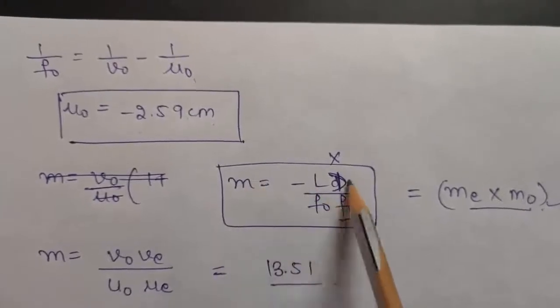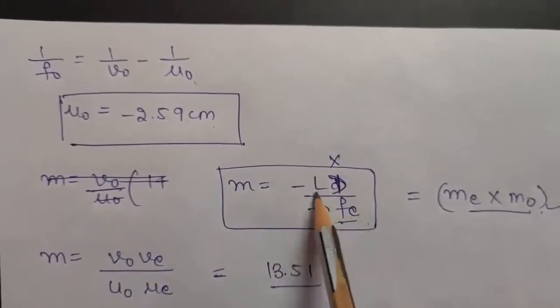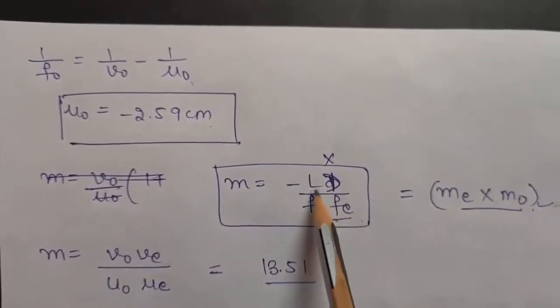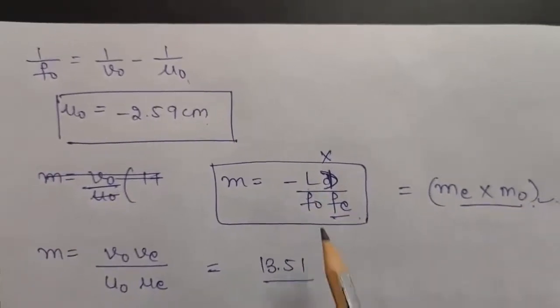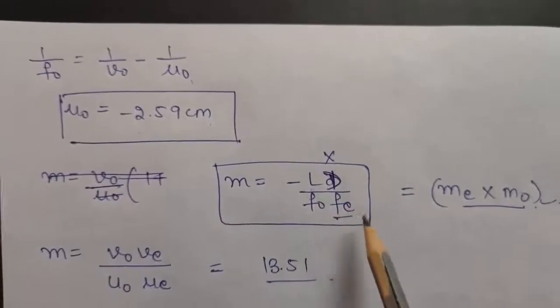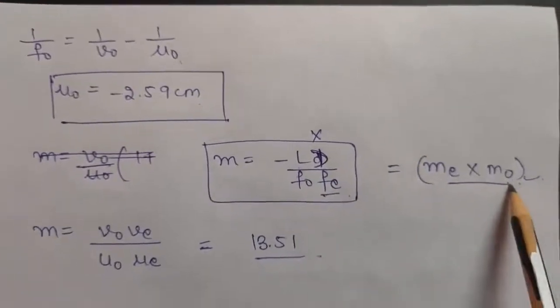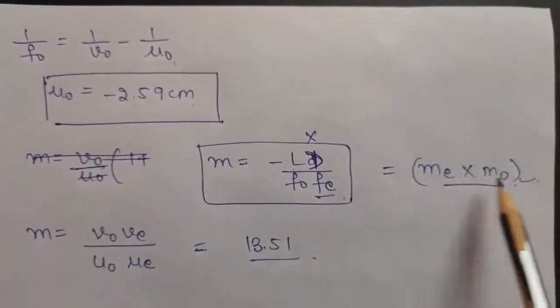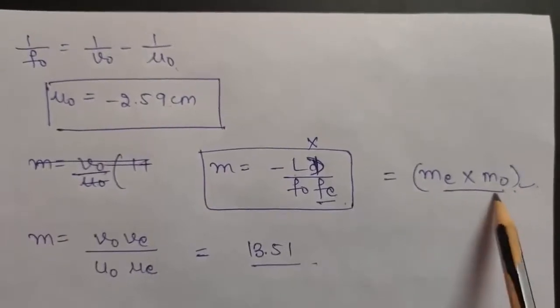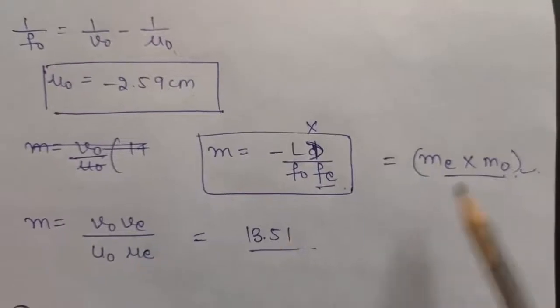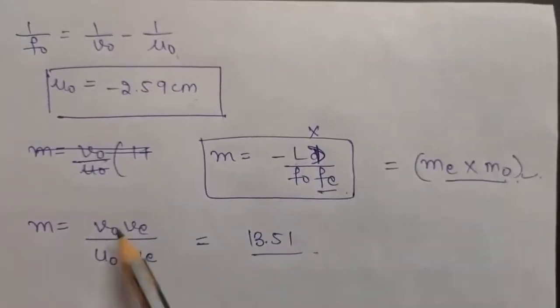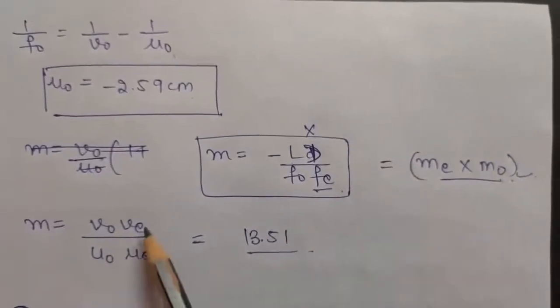First was minus LD upon F0 Fe, but this was a particular case when your V0 and U0 are particularly equal to L or D, right? So we will not be using this formula here. Instead, we will be using the general formula, which is that the total magnification is the product of individual magnifications of the objective and eye lens. So therefore, M will be equal to, see, MO will be VO by UO and ME will be VE by UE.